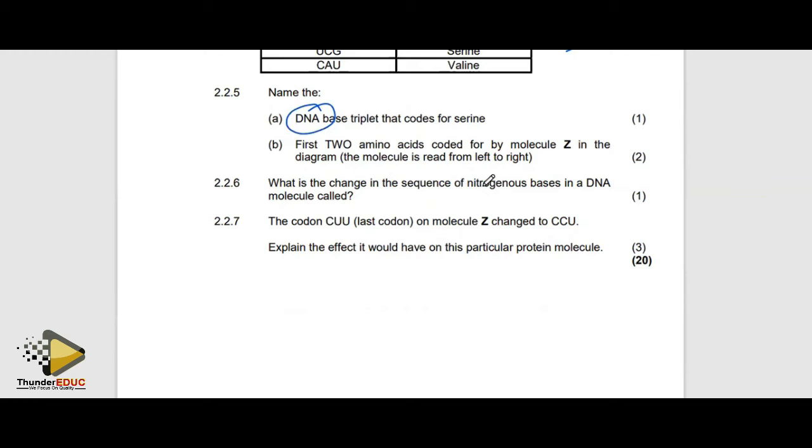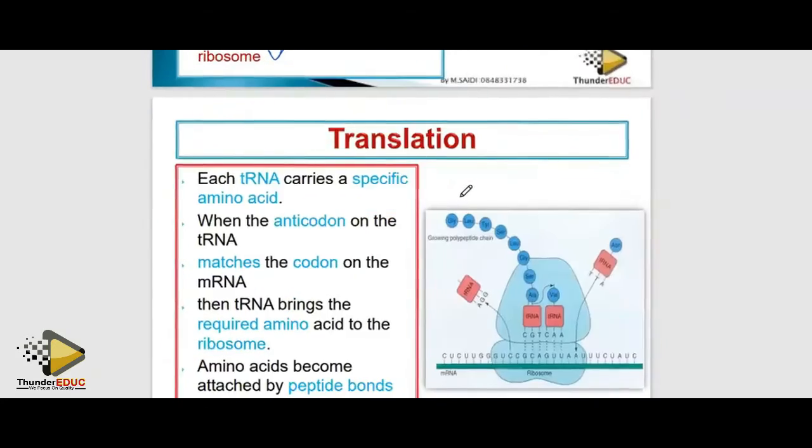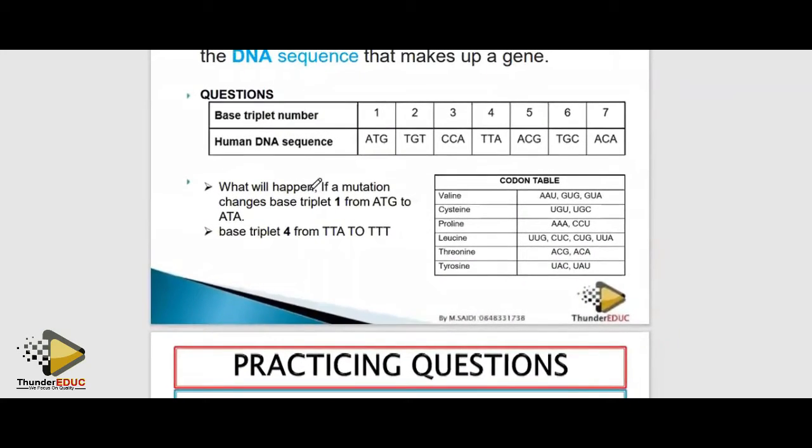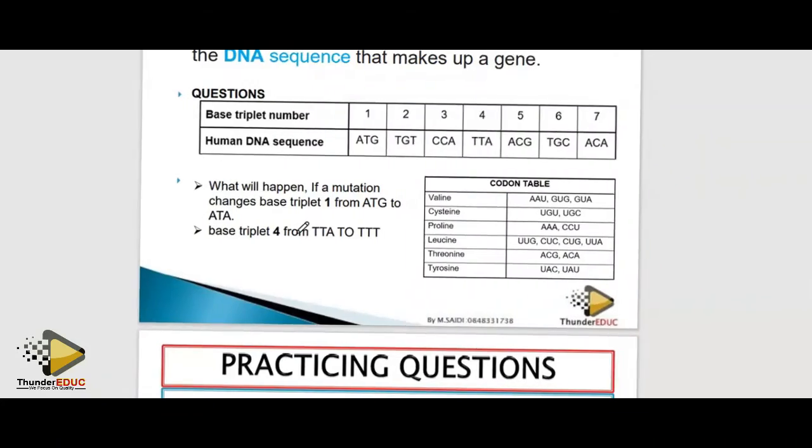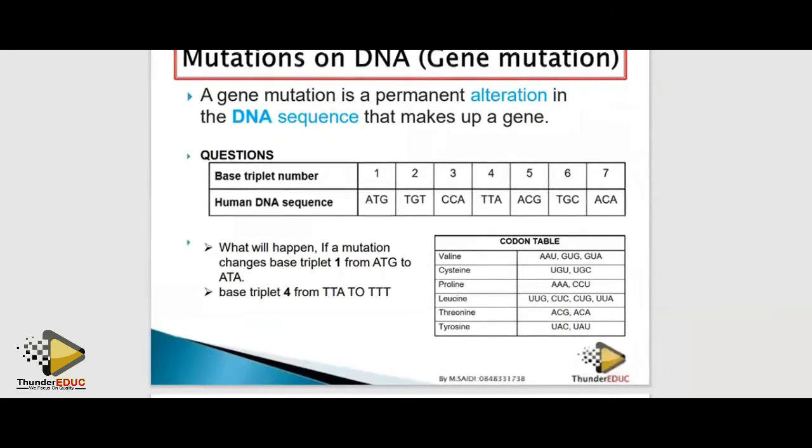What is the change in the sequence of nitrogenous bases in the DNA molecule called? This is gene mutation. So we call it gene mutation. Why? Because the bases have been changed. Then they're saying the code for this on molecule Z changes to this. Explain the effect of this. This can also be answered by the book. If you go to the end of DNA, it is here. What will happen if this mutation changes the triplet to this? Basically, if you go here, then automatically it's being answered there.